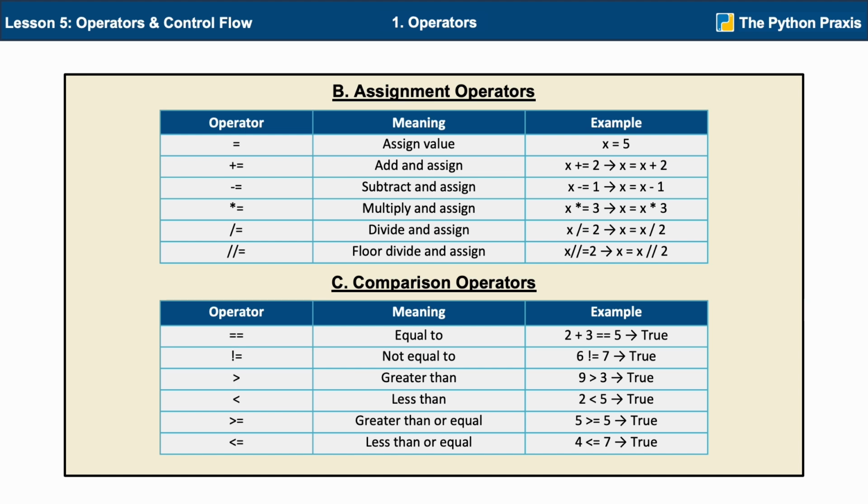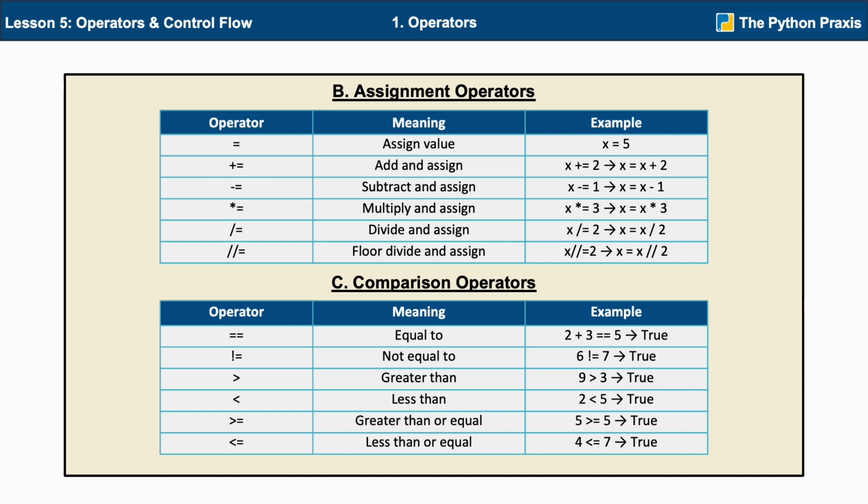The slash equals operator divides and assigns, where x slash equals 2 is the same as x equals x slash 2. This shortcut takes the value of variable x, divides it by 2, and stores the result in variable x. In this case, the result is a float number. The double slash equals operator floor divides and assigns, so here x double slash equals 2 is the same as x equals x double slash 2. This shortcut actually floor divides variable x by 2 and reassigns the result to variable x. These shortcuts make your code shorter and cleaner.